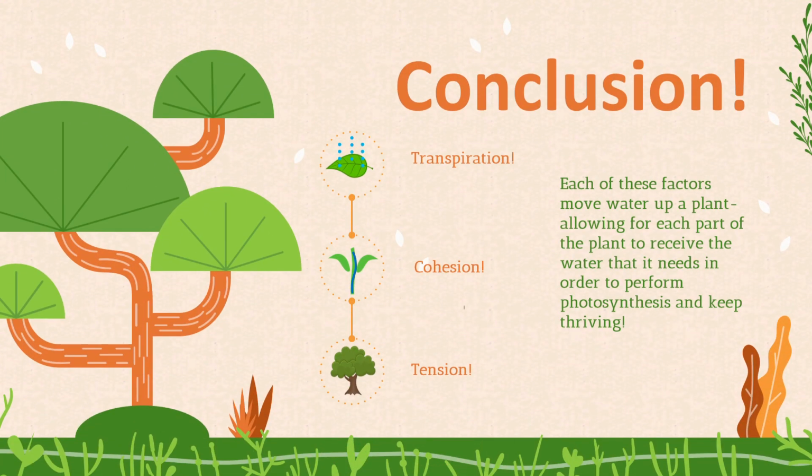So we have transpiration, cohesion, and tension. Each of these factors moves water up a plant, allowing for each part of the plant to receive the water that it needs in order to perform photosynthesis and keep thriving.